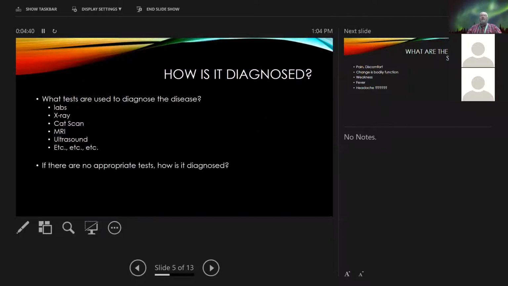What are the tests that are used to diagnose the disease? There are lab results, there's x-rays, there's CT scans, MRIs, ultrasounds, and on and on. If there are no appropriate tests, how is it diagnosed? So usually it's by history and physical. It is by symptomology. That's how you're going to diagnose this, and going forward from there.